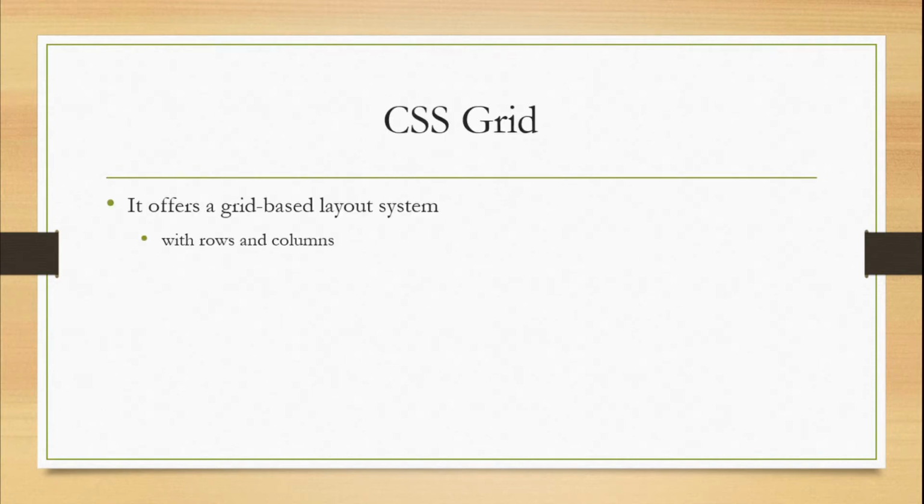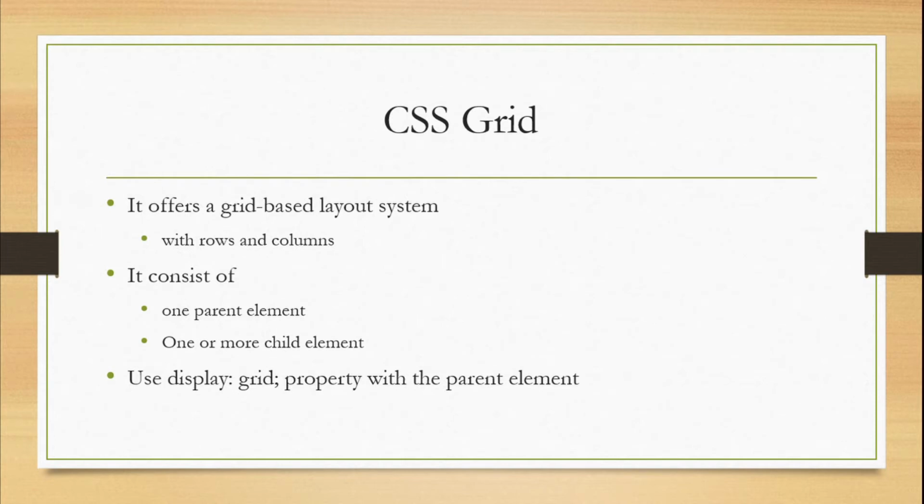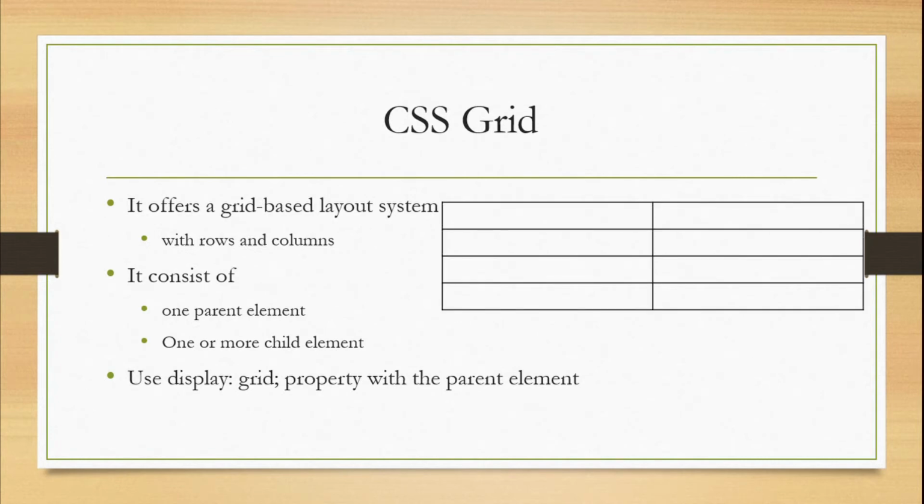CSS Grid offers a grid-based layout system, so it offers, if I can say, a table. The layout will be set as a table with rows and columns, and it has one parent element, which is the container, and one or more child elements. To use CSS Grid, we need to include the display grid property in the parent element, and it's supposed to look something like this. You see rows and columns.